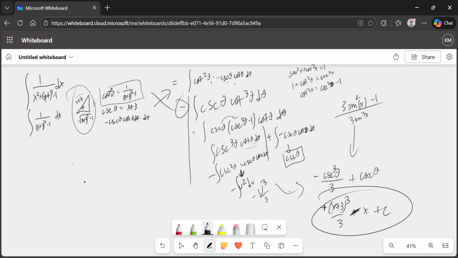It is that. No, it's not. There it is, right there. It should be tangent theta. This tangent theta is equal to 1 over the square root of x plus 3 squared minus 1. Okay, cool. So that's where we got our issue.